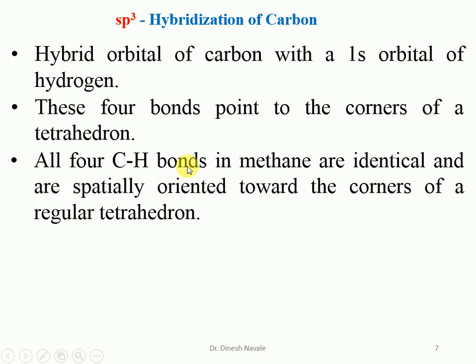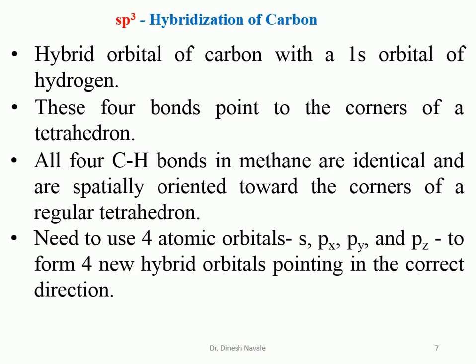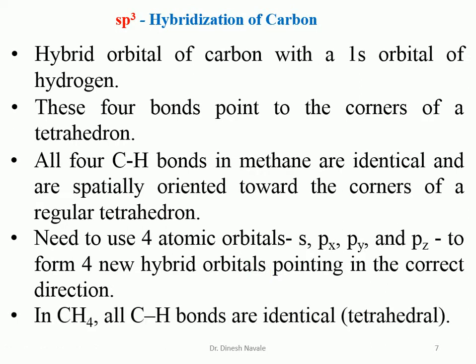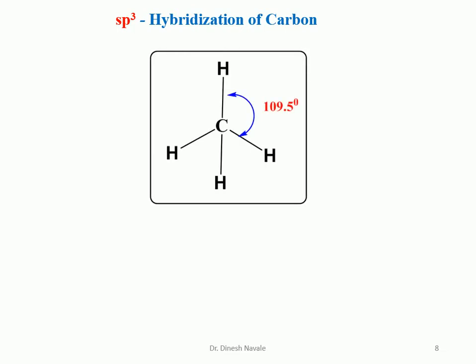All four CH bonds in methane are identical and spatially oriented towards the corners of a regular tetrahedron, giving a tetrahedral geometry. We need to use four atomic orbitals, s, px, py and pz, to form the four new hybrid orbitals pointing in the correct directions. So in CH4, all CH bonds are identical, and this is the tetrahedral molecule, an example of sp3 hybridization of the carbon atom.